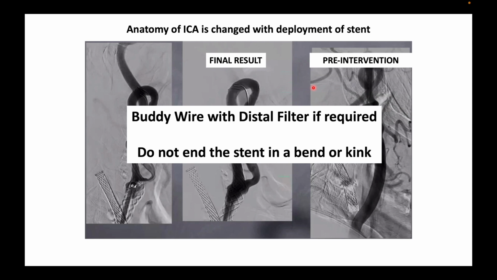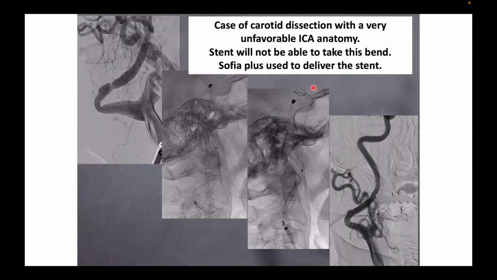So you can do maneuvers to do it. Now in this case, a 6 French Sophia Plus was used to deliver the stent because the stent would not take this bend. So first a 6 French Sophia Plus was taken across, and it was used as a guide liner, and then the stent was delivered across, and you can see the stent result here.